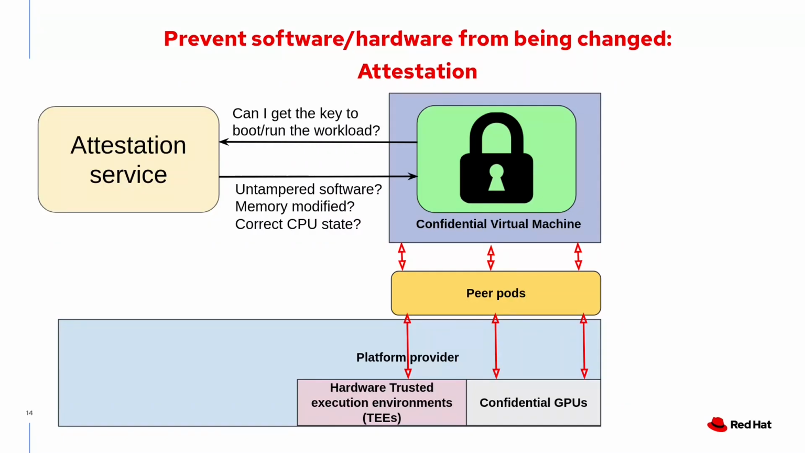And to conclude, if any of the malicious actors tries to change the confidential virtual machine software or hardware, we perform what is referred to as attestation to make sure that software and hardware has not been compromised. In addition, the attestation service can also provide secrets to the confidential virtual machine only if attestation is successful, to make sure they are only used in a secure environment.